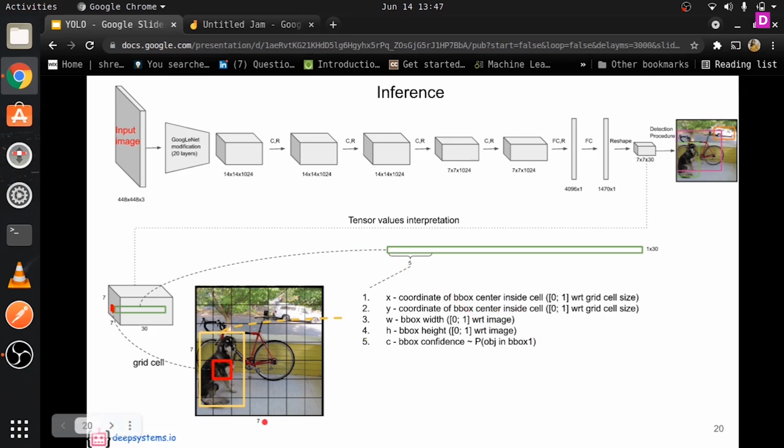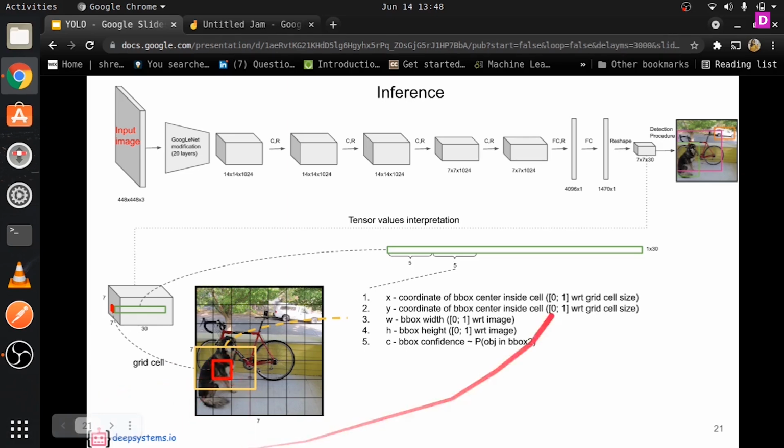The first 5 values represent this yellow bounding box. The next 5 values will represent this other bounding box. So 2 different bounding boxes. Here you can see different scales. This is more of a taller kind of box, and this is more of a wider kind of box. But these bounding boxes are for this center grid cell.